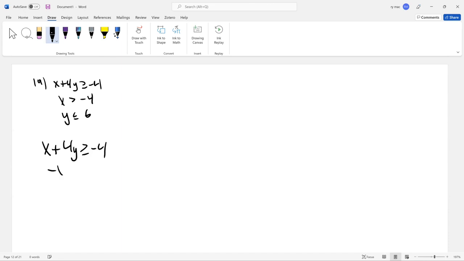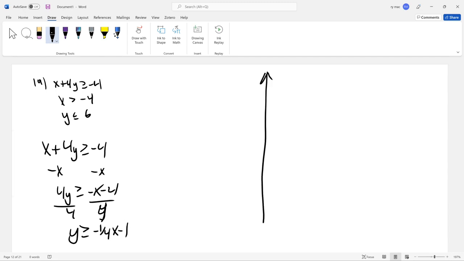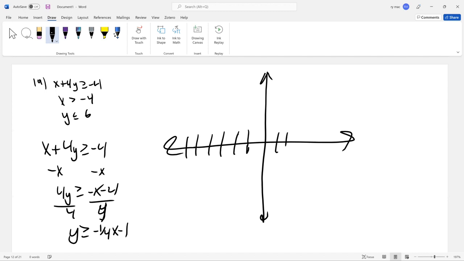minus the x. 4y is greater than or equal to -x minus 4. And then divide by 4. So y is greater than or equal to -1/4 x minus 1. Have a lot of room for this graph. 1, 2, 3, 4, 5, 6. 1, 2, 3.